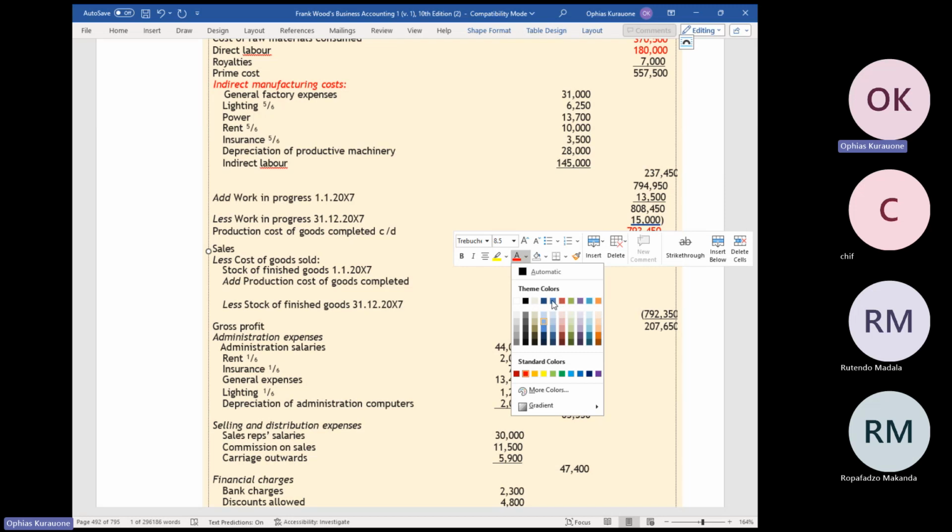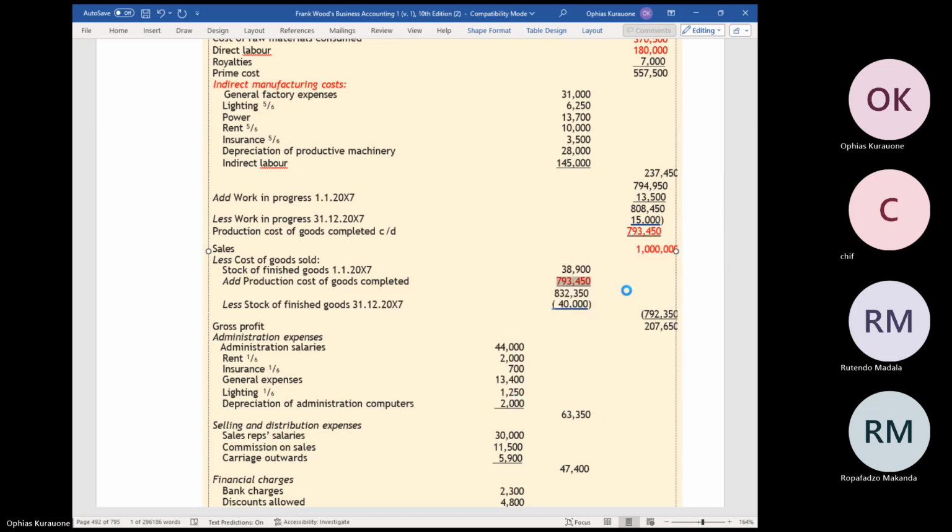Let me use another color here, the green color. So this figure, which you have calculated here, is going to be transferred here. Be very careful on this one. Step by step, this figure is going to be transferred here. If you have calculated it on the manufacturing account, it's transferred here. Then after that, we get this figure 232,350.